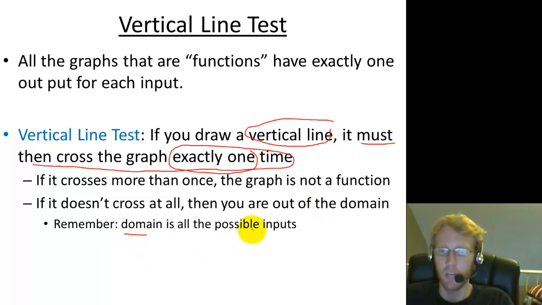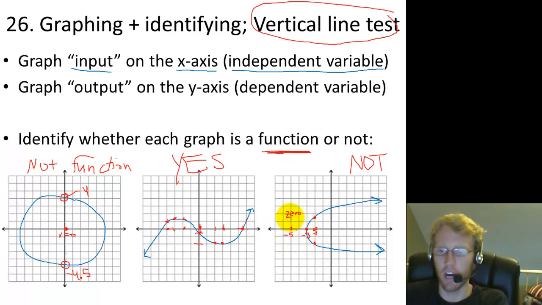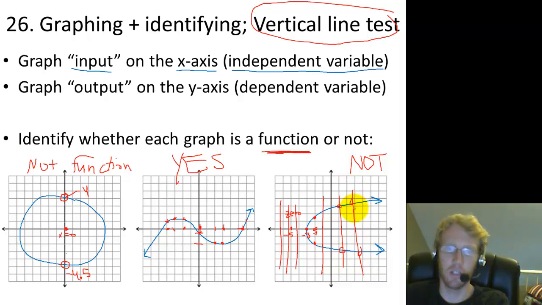Remember, the domain is all possible inputs. So if you're not crossing the graph at all, you're not looking at any possible input values. As you can see on this graph, any of these vertical lines that don't cross at all are out of the domain. Then here we're crossing once here, once here, once here, once here. And you can see it's not a function because there's two outputs for a single input. Kind of like if this was supposed to represent age and height: at a certain age, you can't be two different heights, as we saw before.